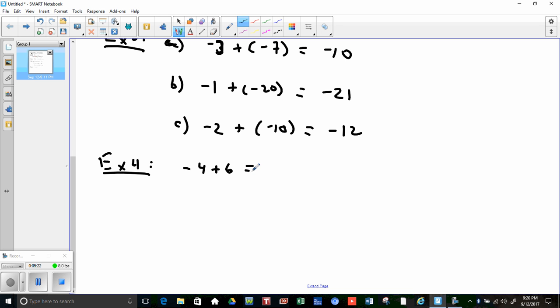So again, think about this in terms of direction on the number line. Negative 4 is 4 to the left. Coming back 6 spaces means I have to come back the whole 4 spaces that I went to the left, and then 2 more. So I'm going to be at positive 2.